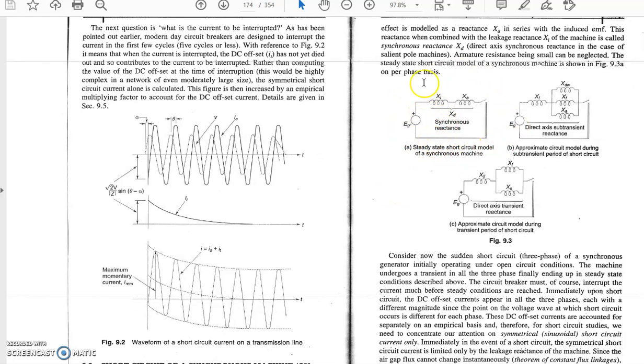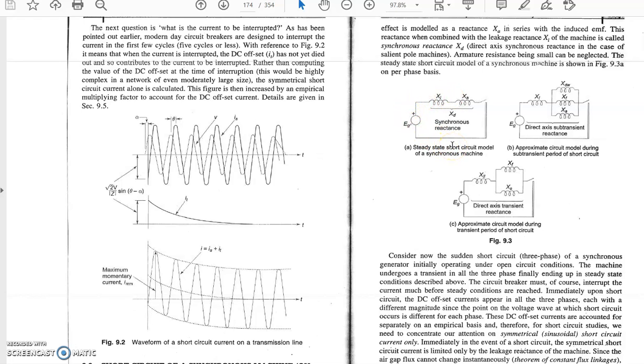This is the basic steady state condition, or basic theory, of the synchronous machine: whenever the circuit is energized, the induced EMF is generated, and in series with the armature, due to the armature reaction, the machine offers the armature reaction reactance plus the leakage reactance, which is the direct axis synchronous reactance. So this is the steady state condition of a synchronous machine.